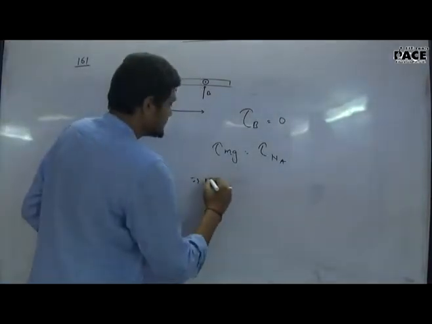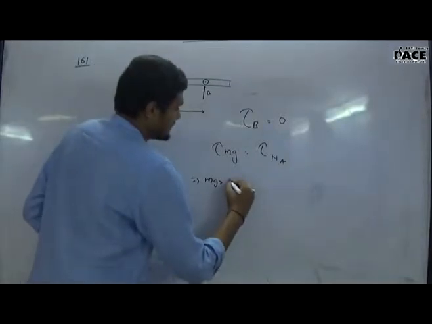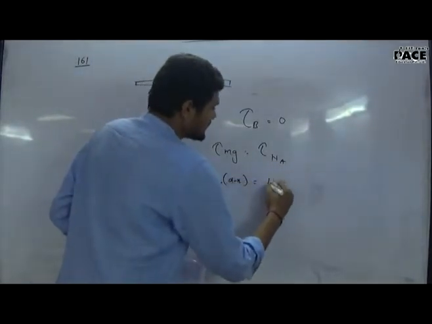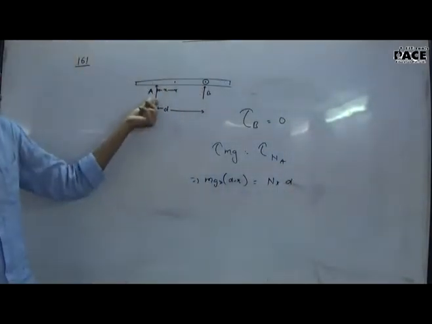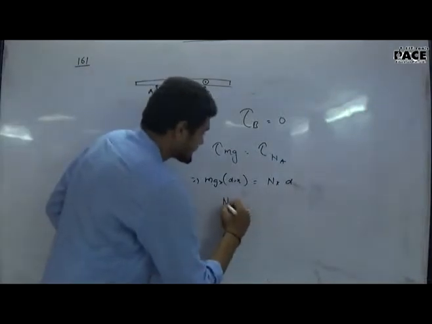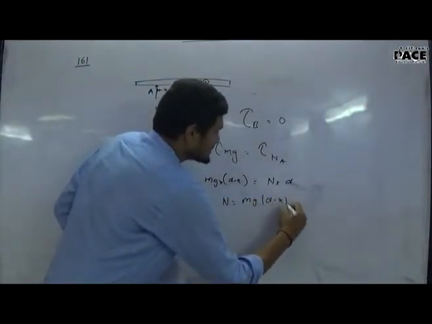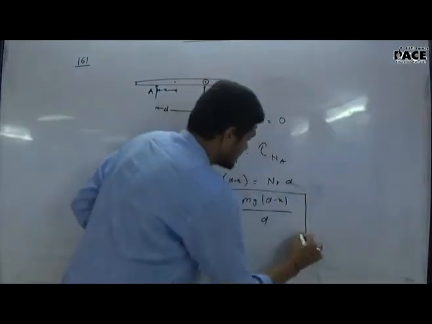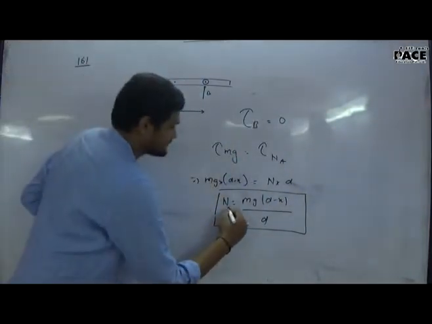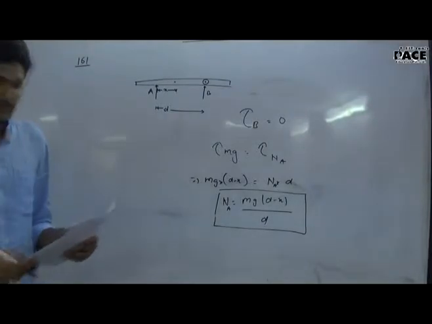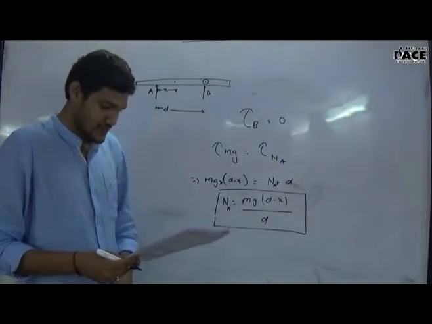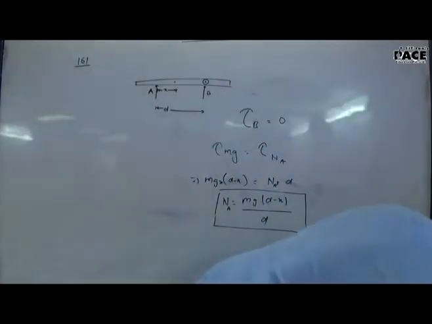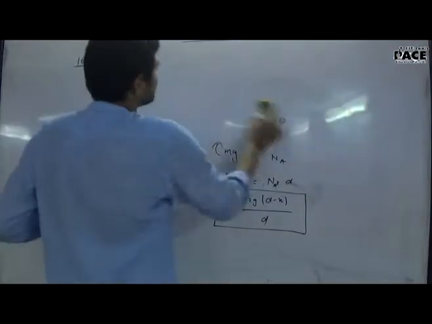This implies that mg times the distance d minus x should be equal to normal times d. The distance of the normal force is d, right? So the normal becomes mg times (d minus x) upon d. This is the normal exerted at the point A. The option mg is W only, so option C is correct. Option 3 is correct. This was question number 161.